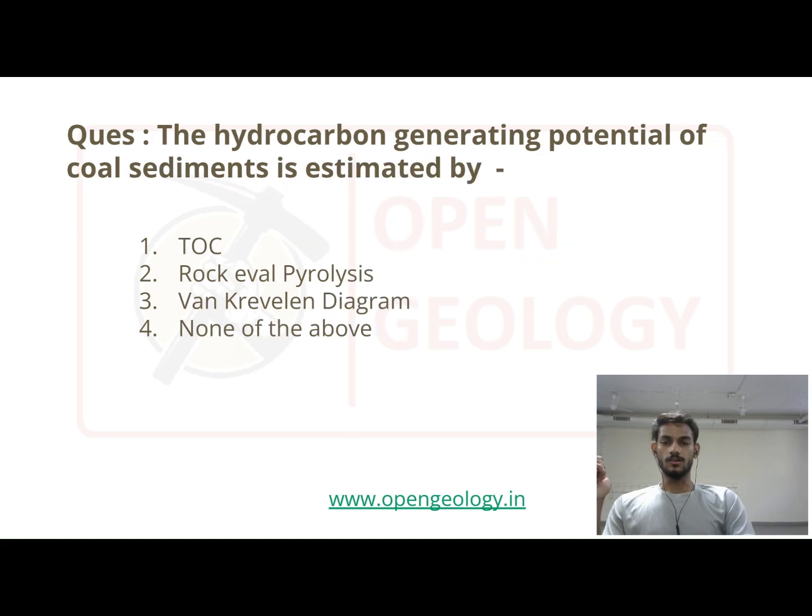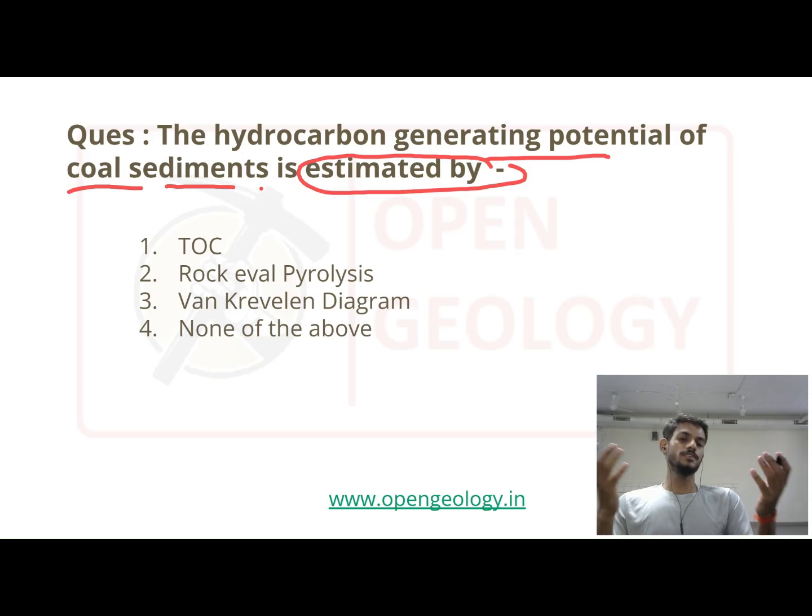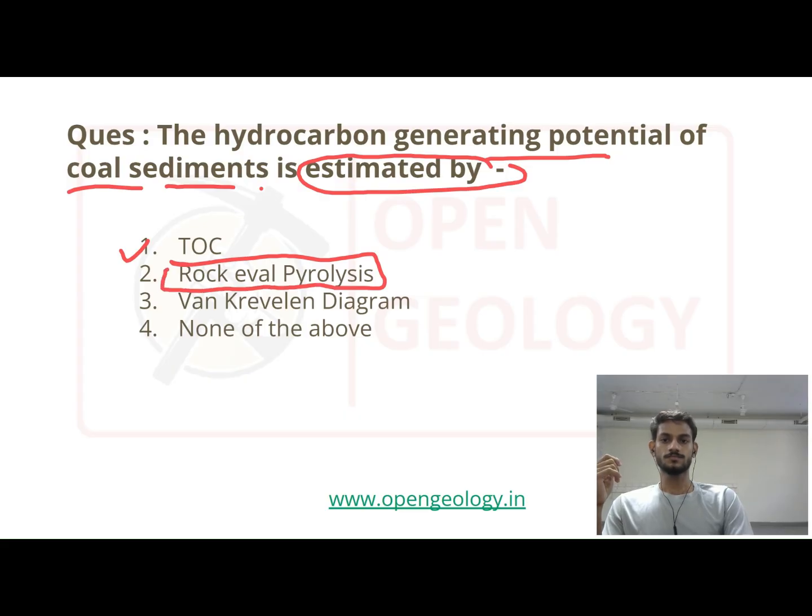Okay. Now let's go to the second question. The hydrocarbon generating potential of coal sediments is estimated by. So let's say we have a sample or the exposed surface of a coal seam. Now we want to know how much hydrocarbon can be generated. There are some processes. Out of those, one is Rock-Eval pyrolysis, the second option. This is the process which is used to estimate the hydrocarbon generating potential.